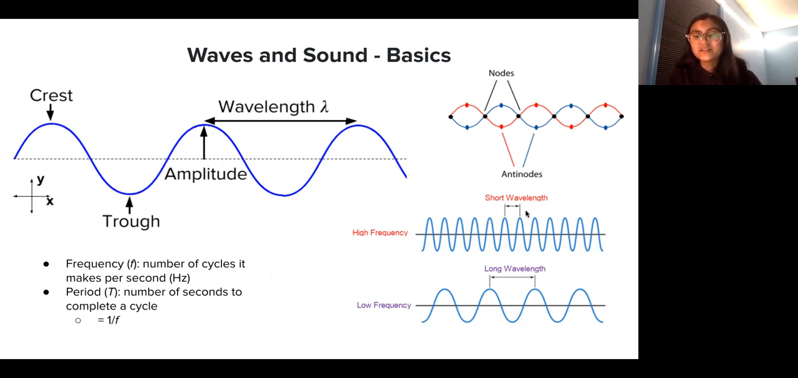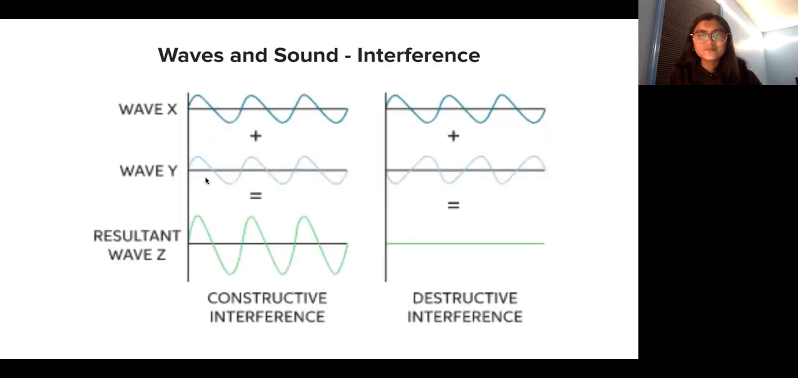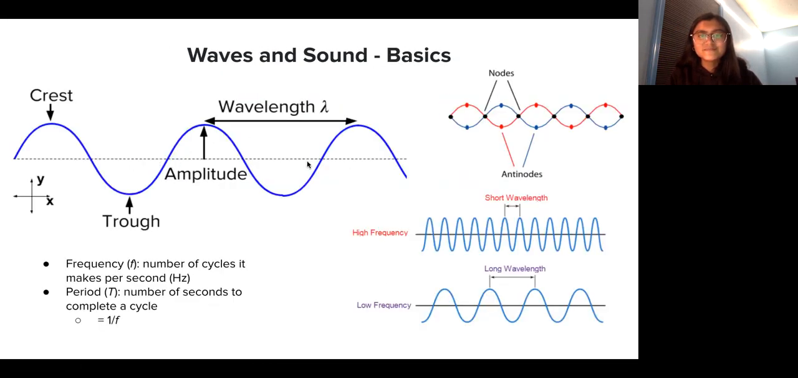So this is something that would be low frequency. This is high frequency since it's making a lot more movement per second. And then the period is the number of seconds it takes to complete a cycle. This is also the inverse of your frequency. Also important to know that your troughs are also called antinodes, and these intersection points are going to be called nodes.